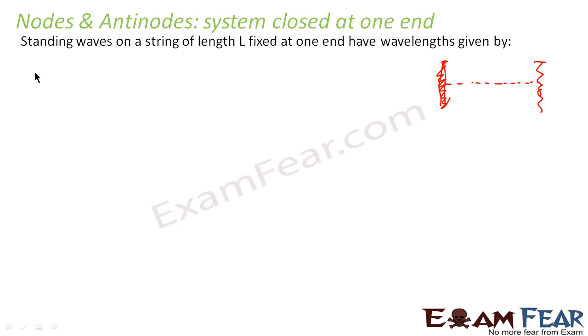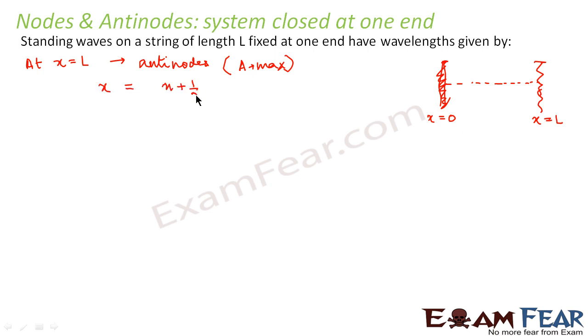Now let us suppose the closed end is at x equal to 0 and this open end is at x equal to L. So at x equal to L, what will be formed? Antinodes, because it is an open end. Antinodes correspond to maximum amplitude, right? So what is the condition for formation of antinodes? x is equal to (n plus 1 by 2) lambda by 2. This is the position of maximum amplitude.